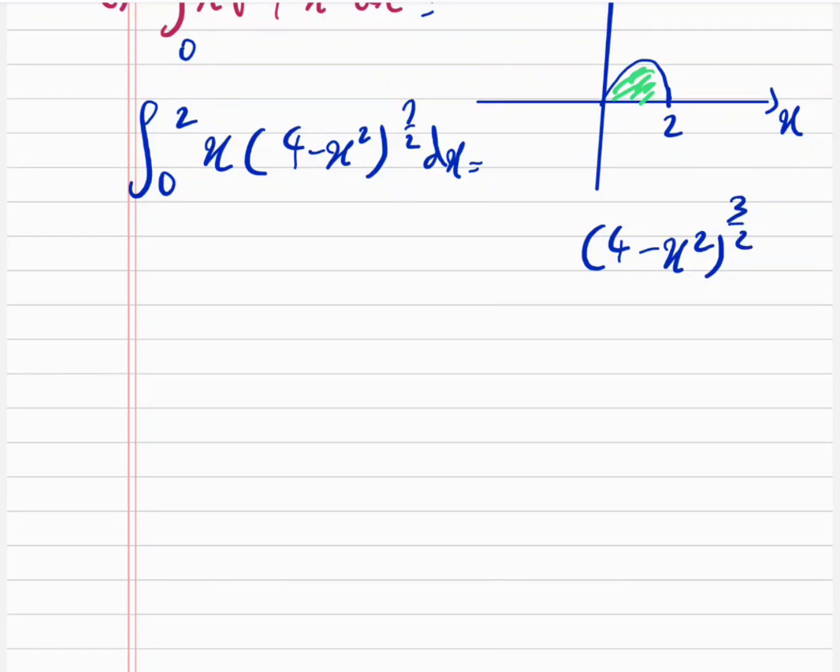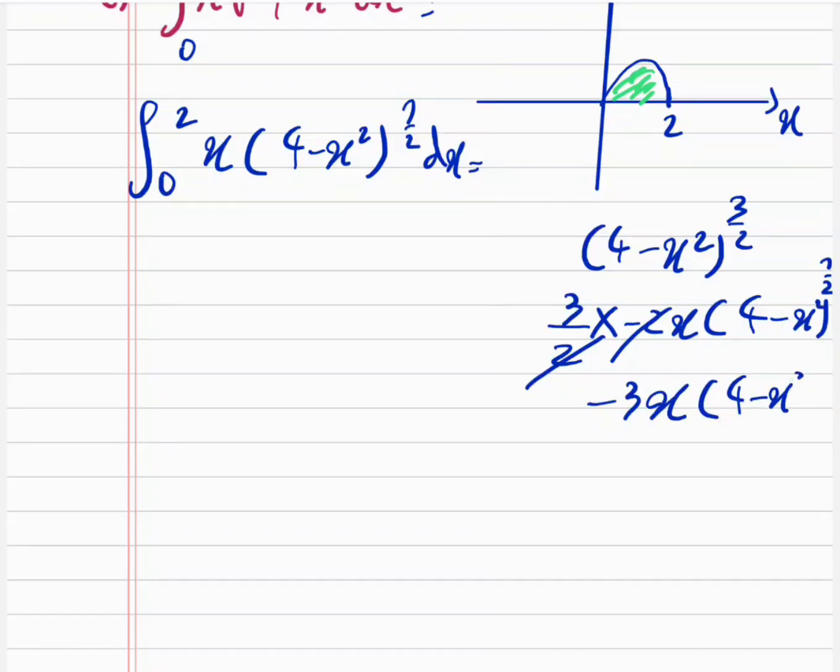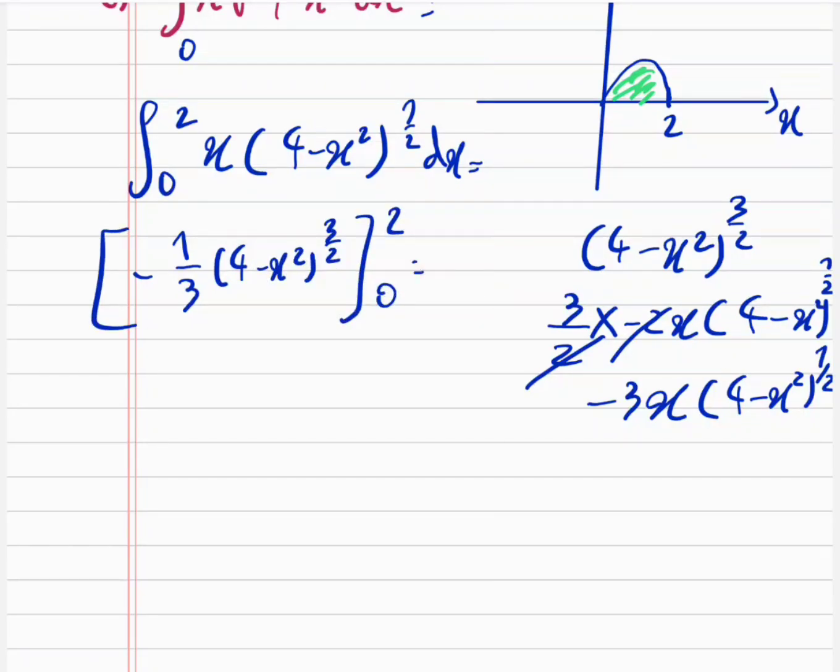Now let's differentiate this and see how good this guess is. So we'll get 3 over 2 times minus 2x times 4 minus x squared to the power of half, and this cancels and we get minus 3x times 4 minus x squared to the power of half. Right, so this is almost the same. We just have this additional coefficient, which is minus 3. And in this case, that means that we need to have minus 1 over 3, then 4 minus x squared to the power of 3 over 2, and then the limits. So we just substitute these, and the answer is 8 over 3.